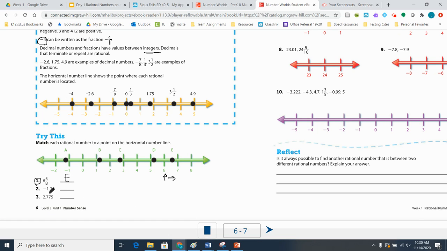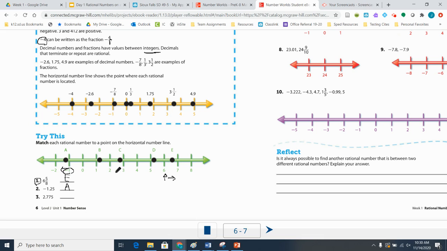Number 2 says negative 1.25. I want you to try to figure out where negative 1.25 would be on the number line and which letter it would represent. Did you notice? First thing you want to do is find negative 1 on your number line. Since there is a decimal part after the negative 1, that tells me I'm going to get further away from 0, which is going to be to the left this time since I'm negative. My only choice is letter A. It's the only letter that's in between negative 1 and negative 2.